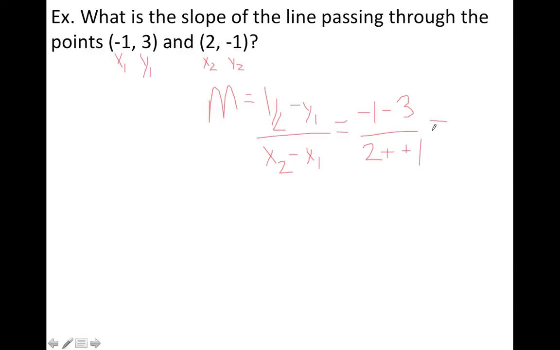And then we simplify. Go to the top. Negative 1 minus 3, which is negative 4. And 2 plus 1 is 3. Since this cannot be reduced, we leave it in improper fraction form. And our slope is negative 4/3.